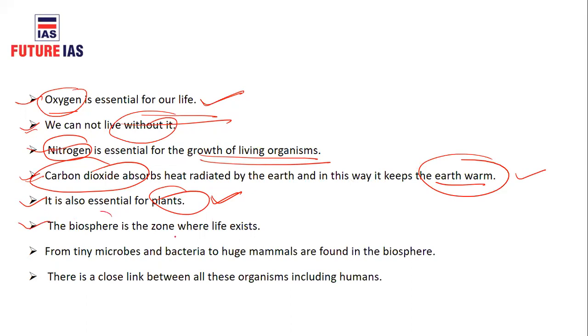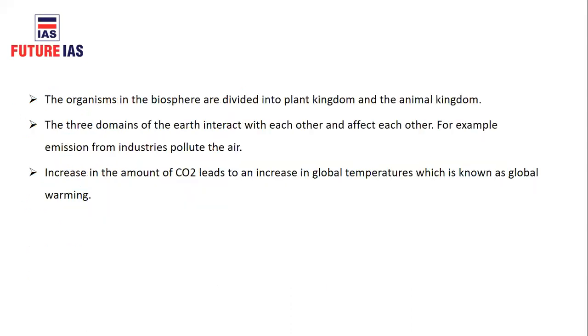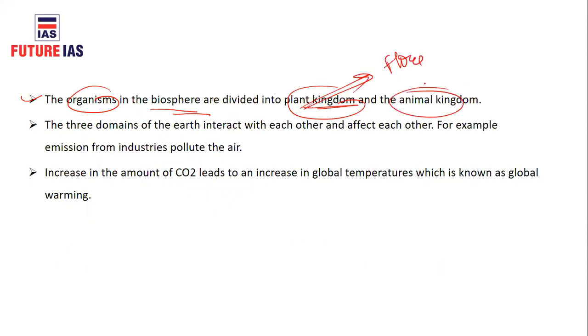And the biosphere is the zone where life exists, where all forms of life are found. From tiny microbes and bacteria to large mammals are found in the biosphere, including human beings. There is a close linkage between all these organisms found in the biosphere region. The organisms in the biosphere are divided into the plant kingdom and the animal kingdom. They are called flora and fauna.